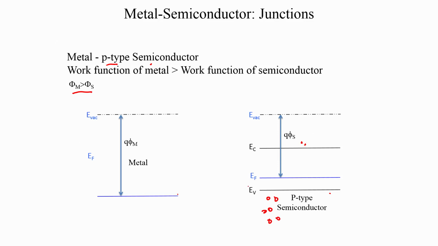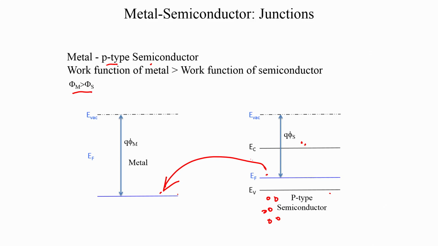If you were to create a junction, the first thing is of course the Fermi level will align. But then, where do the electrons go? Since the Fermi level of the semiconductor is higher than the Fermi level of the metal, the semiconductor will give electrons to the metal. There are not very many of them, but the semiconductor will try to give electrons to the metal. So what would happen in that case?